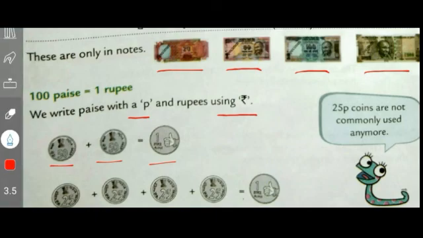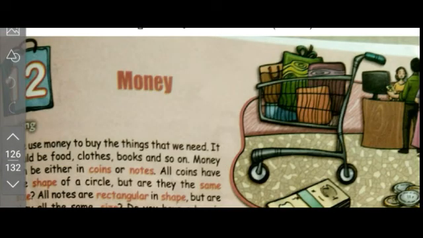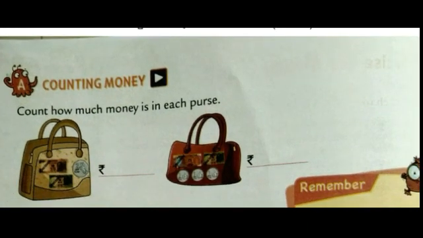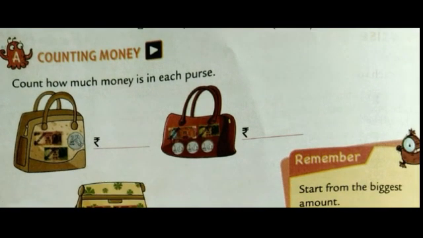Let's see the next topic that is given here. Counting money. Here we will learn how to count money. Count how much money is in each purse. Okay, so in each purse there are some notes and coins. We need to count them and find out how much amount is there. So let's see the first one. Here we can see a 10 rupee note, a 5 rupee note and a 2 rupee coin. So let's start. But before starting, remember, always start from the biggest amount. It will make counting easier.